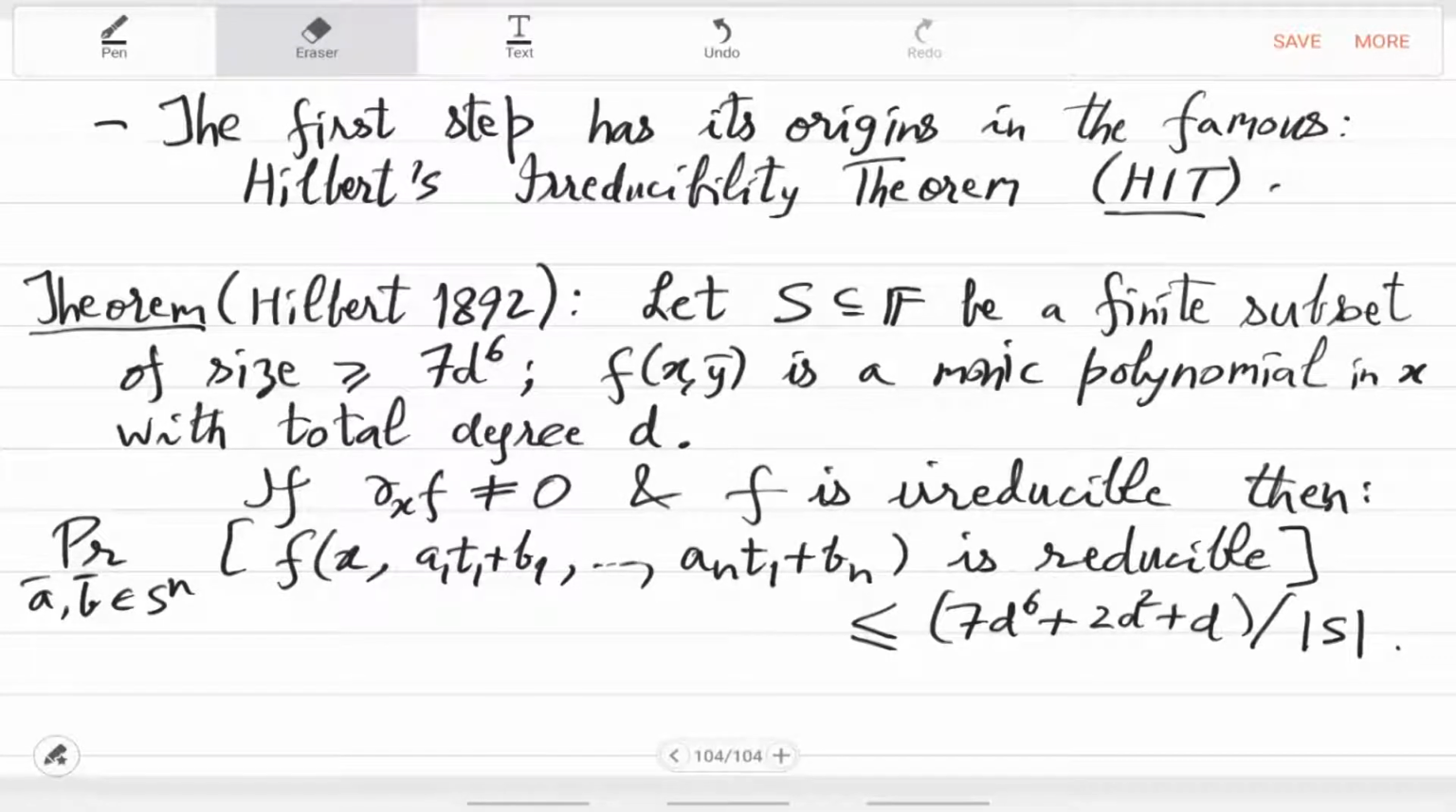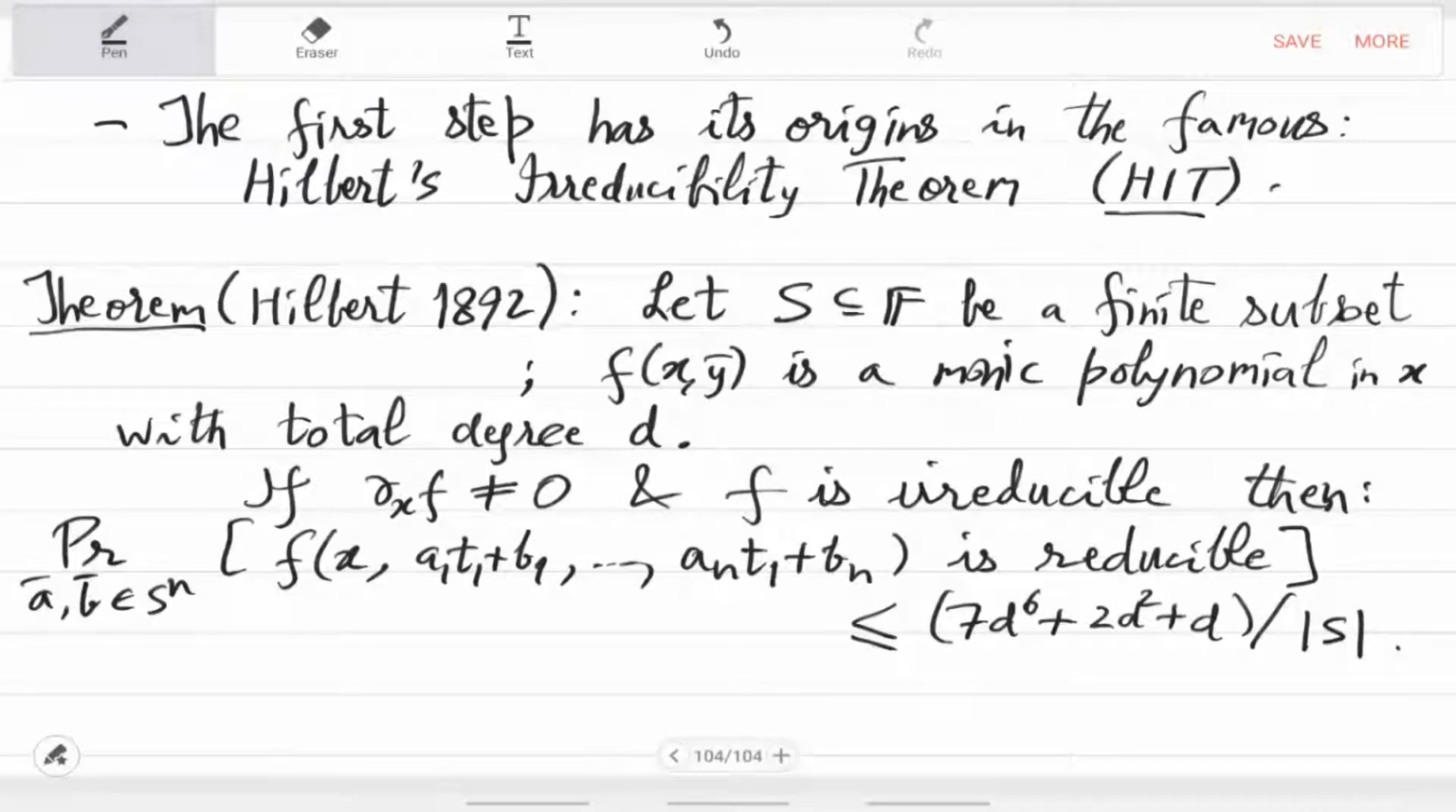I should remove this size condition here. This doesn't make sense now. Let S be a finite subset large enough. So if you take S to be larger than, let's say, d to the 7 or 7d to the 7 or something, then this error probability is sufficiently small. You can make it as small as you want.